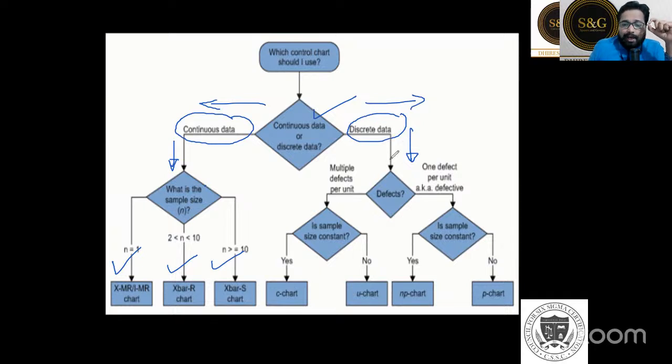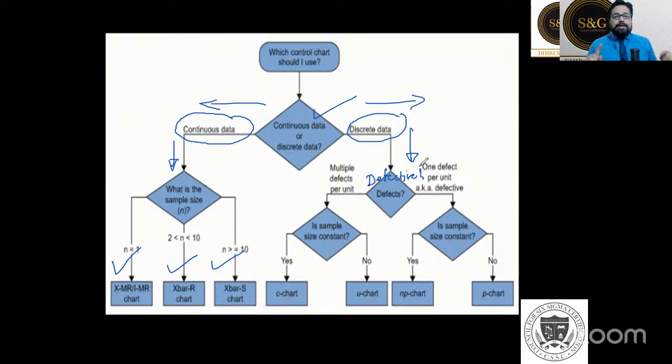Now in discrete data, the next question: let's say continuous and discrete, so we are going for discrete. In the discrete data, do you have defect data or defective data? Now this is very, very important. So is it defective or defect? Let me explain this concept.